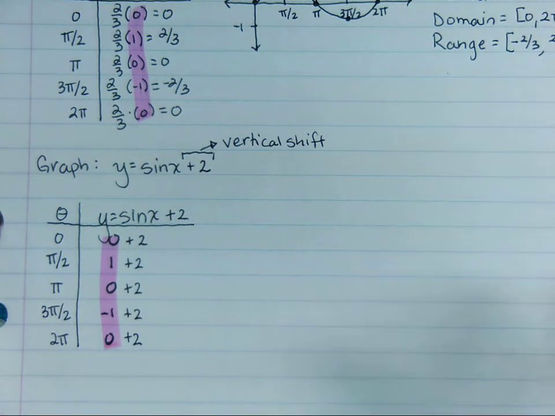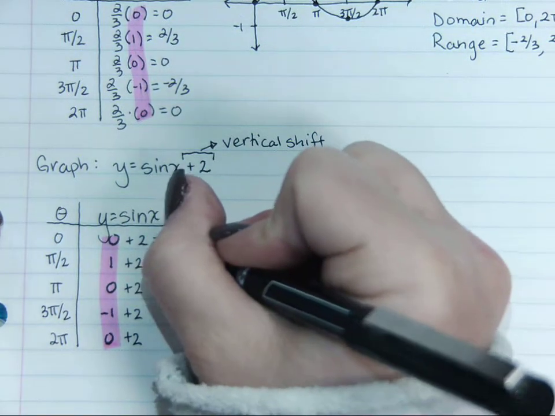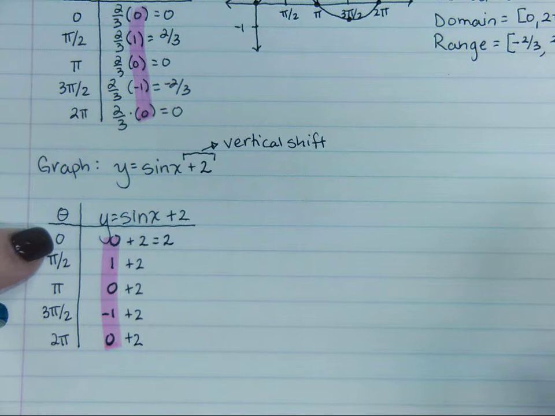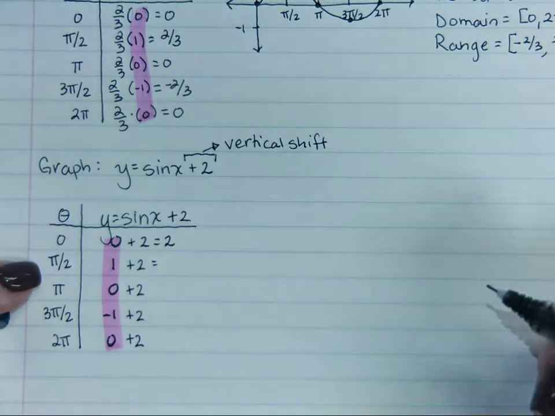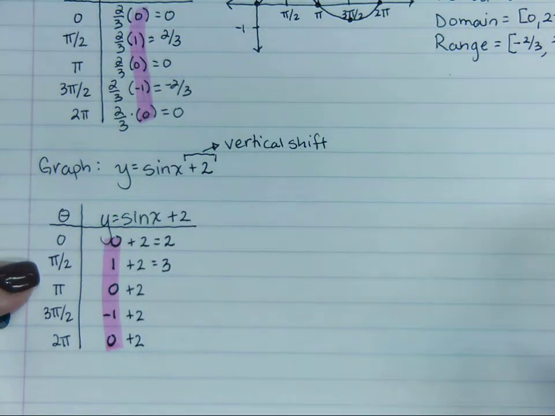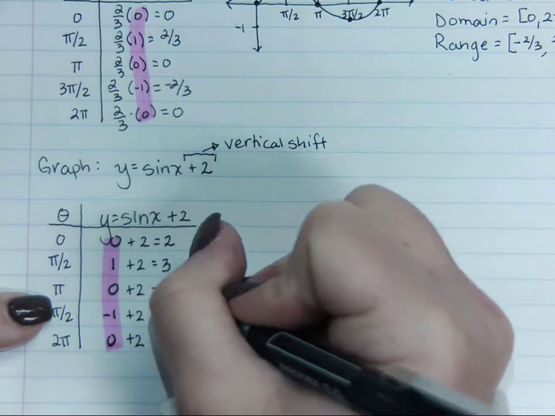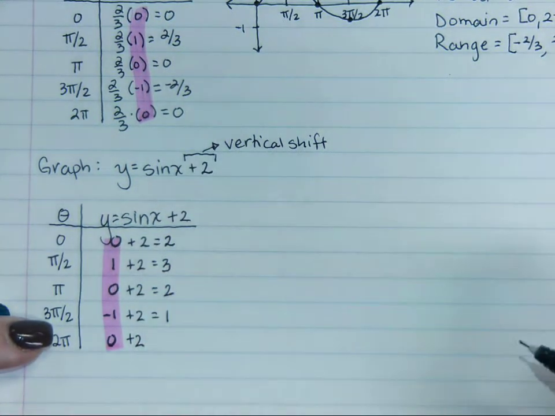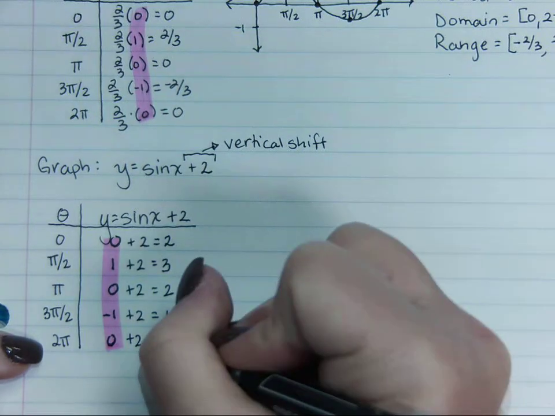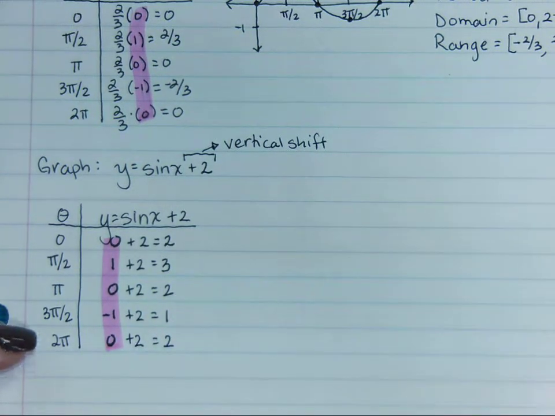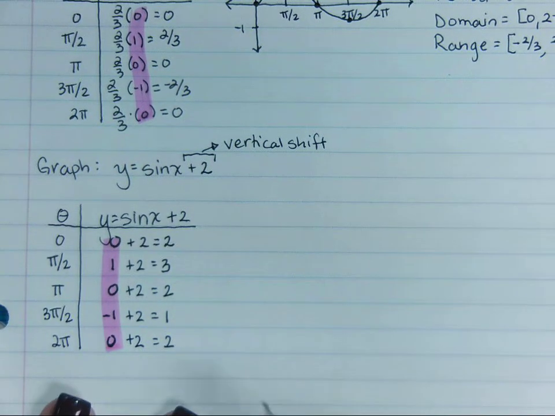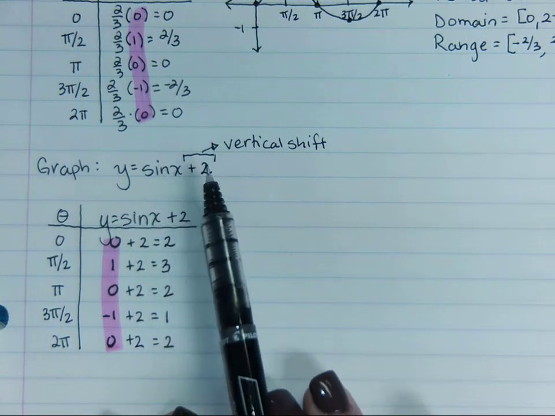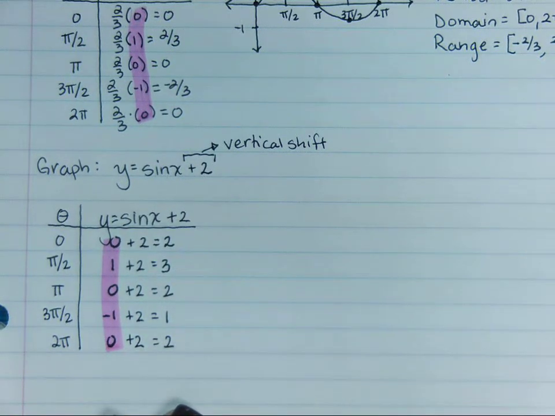All right, and so the operation attached to sine is what we're going to do to the outputs. So now I'm going to be graphing the coordinates 0, 2; pi over 2, 3; pi, 2; 3 pi over 2, 1; and 2 pi, 2. This gives us the new coordinates, where I'm taking this sine graph and shifting it up by 2.